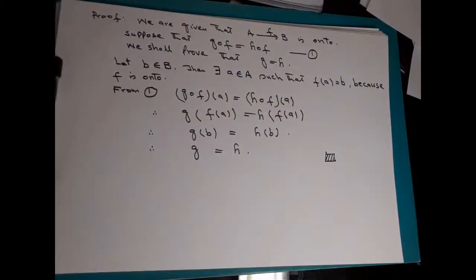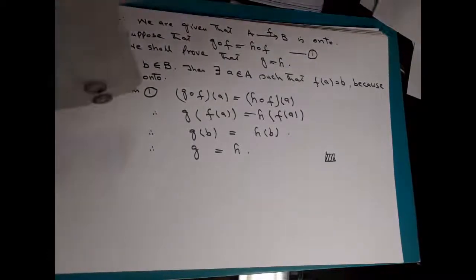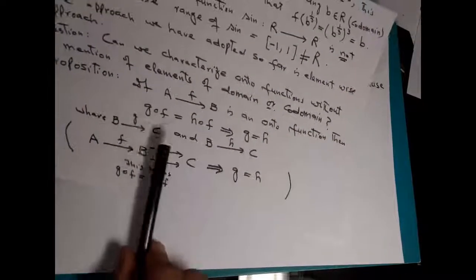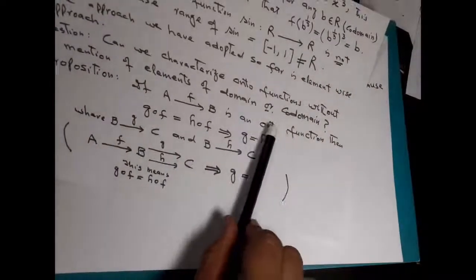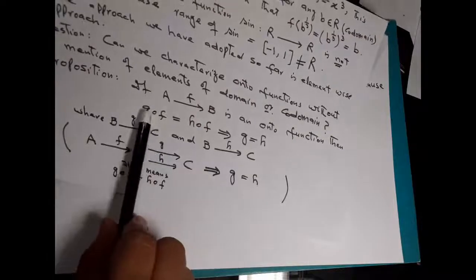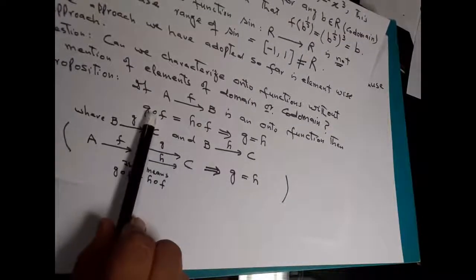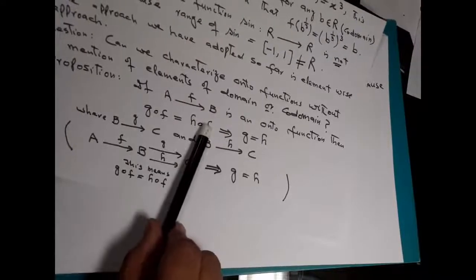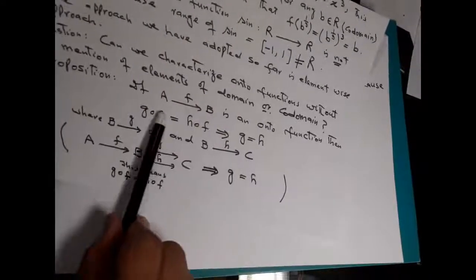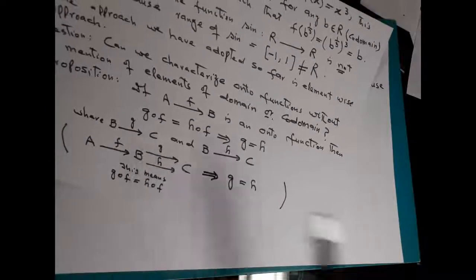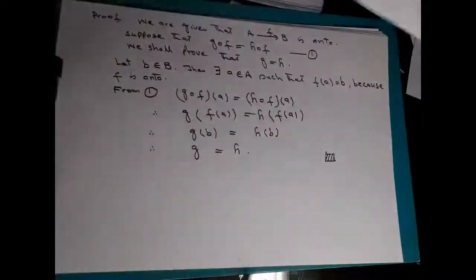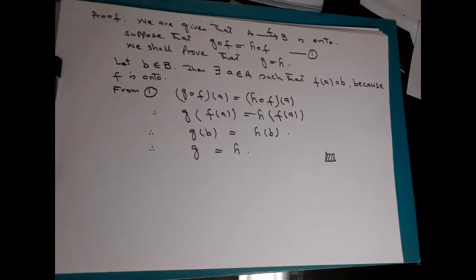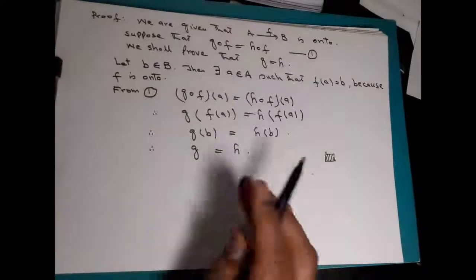Sometimes we say that if a function is onto, then it is cancelable from the right-hand side. G circle F is equal to H circle F implies that G is equal to H. In fact, this is not cancelling, just to give you mental help. We simply say it mostly as cancelable from the right. So anyway, we have proved that.